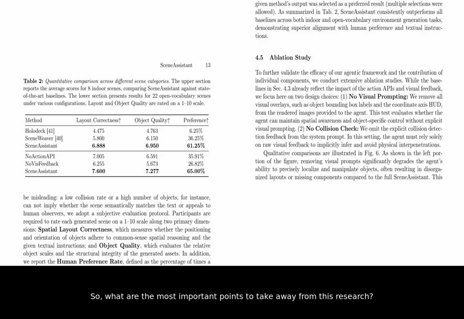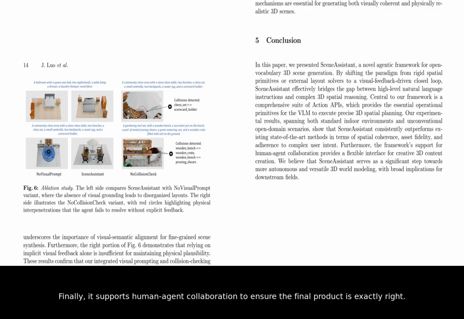So, what are the most important points to take away from this research? First, SceneAssistant uses visual feedback to iterate on its work, much like a human artist would. Second, it uses a flexible set of tools that allow it to understand any kind of object or environment. Finally, it supports human-agent collaboration to ensure the final product is exactly right.